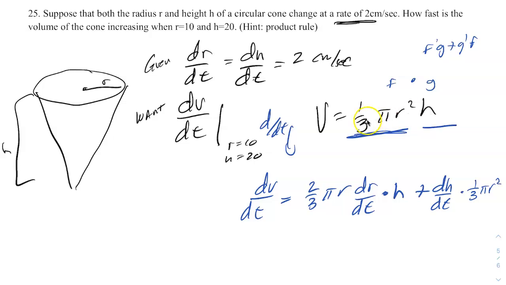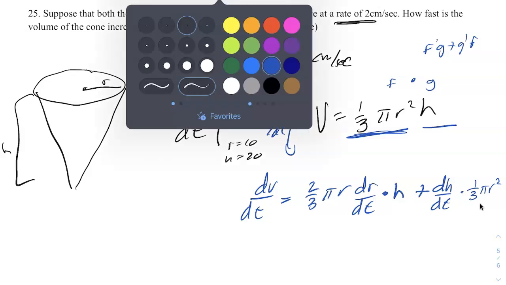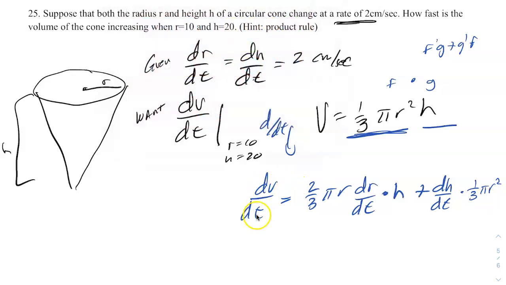So like that. So that's my derivative. And now to take a derivative, plug everything in. So what are we plugging in? dV/dt is what I want. R is going to be 10. So R is 10, R is 10. H is going to be 20, so 20. And then dr and dh are both 2.